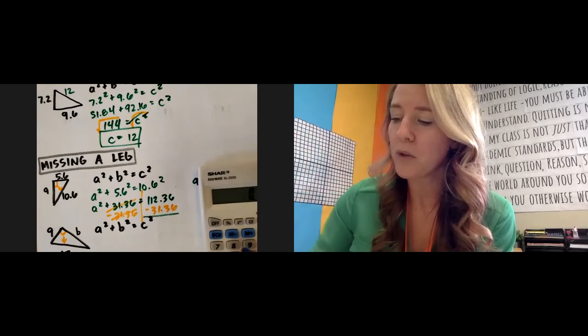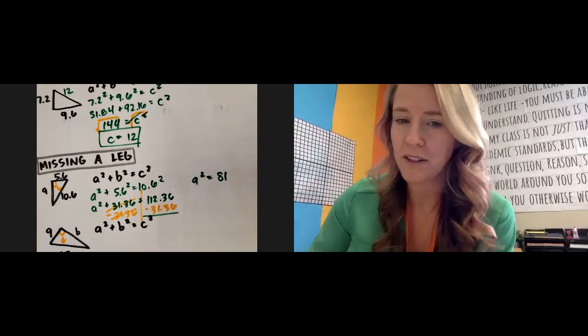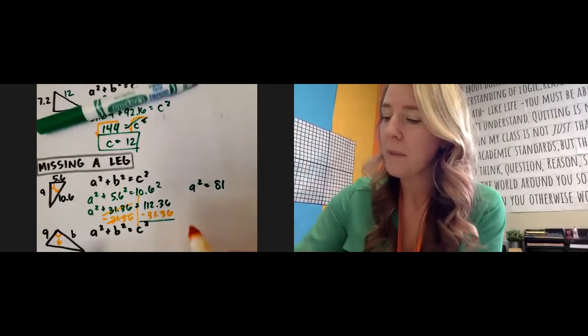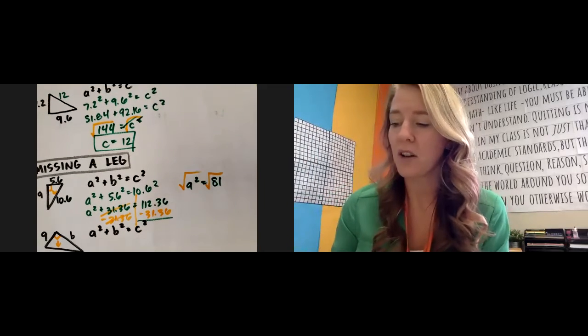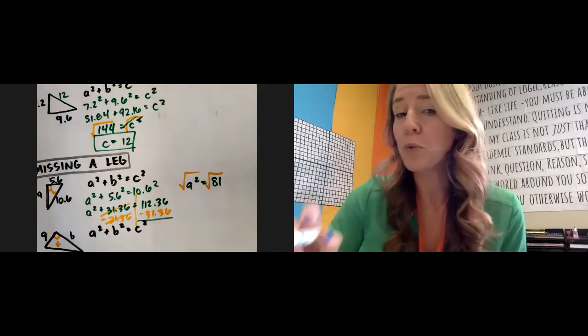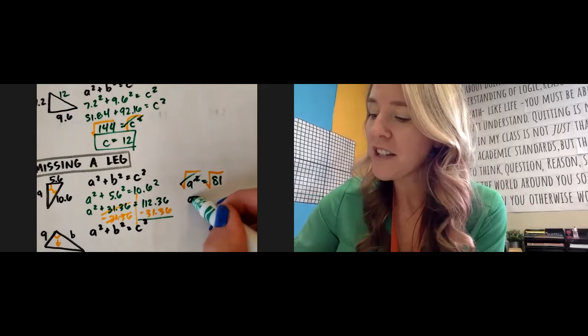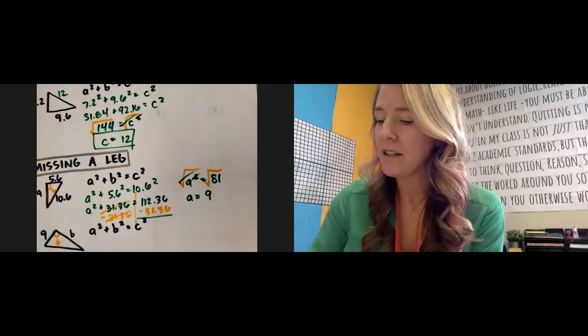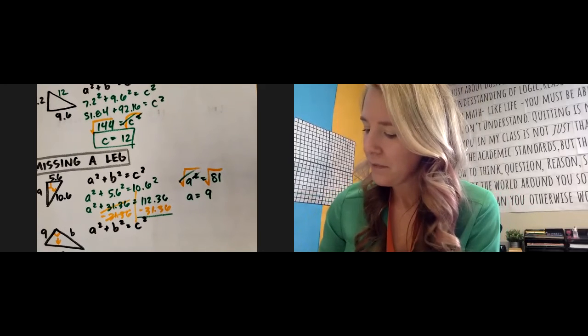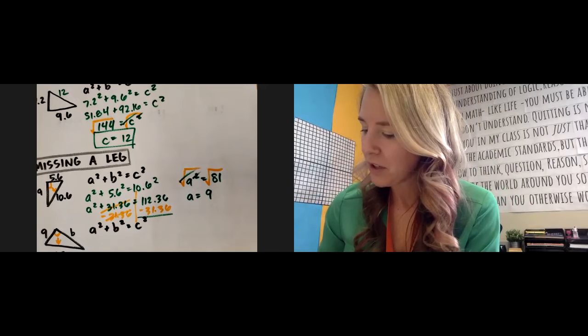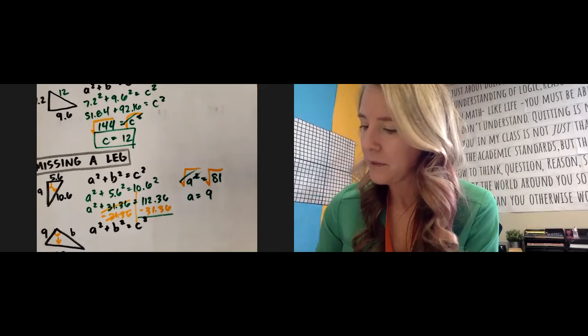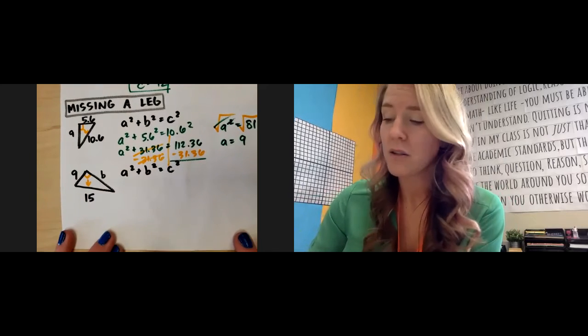Okay, you would have just done 112.36 minus 31.36. And when it equals 81, again, one more step to solve for it is we're going to find the square roots of both sides so that we just get a only. And that distance is 9. Okay. I'm just double checking my math. Yeah, it was 81.